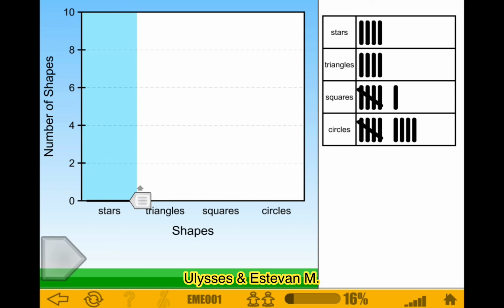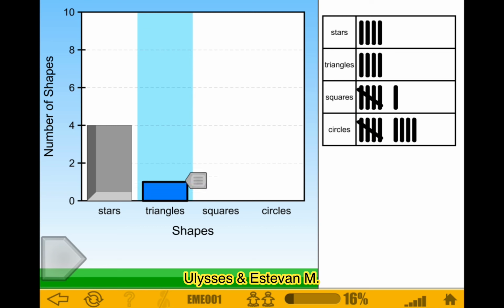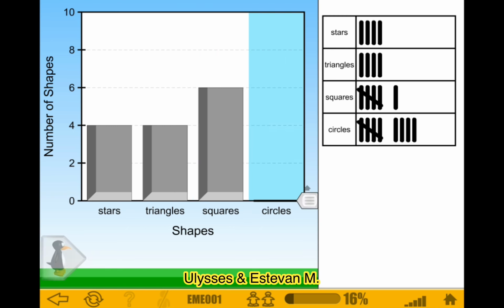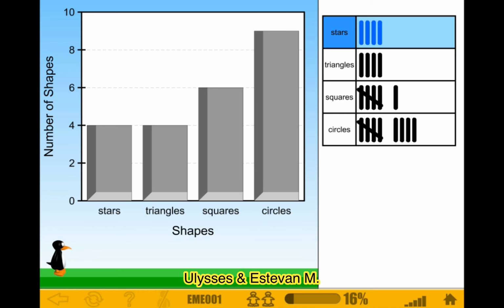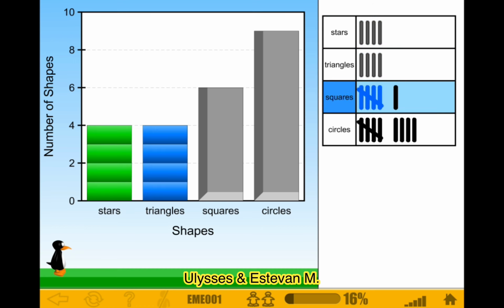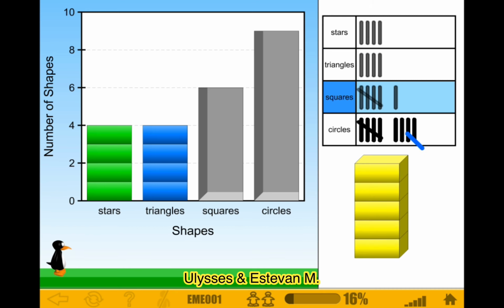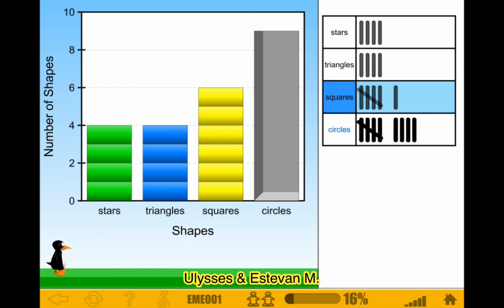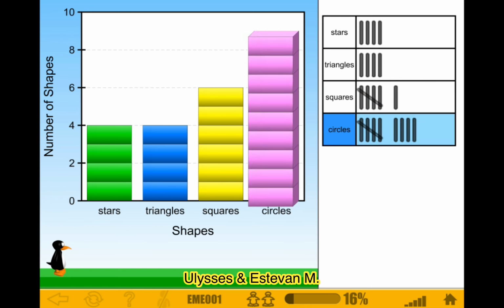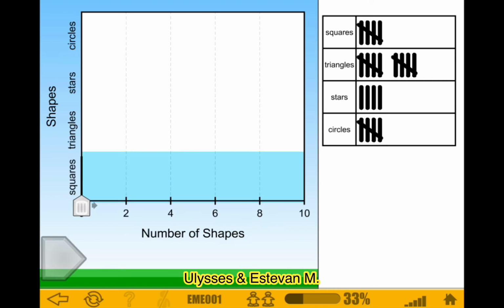I know that. Okay. Stars, 4 tally marks. Triangles, 4 tally marks. Squares, 6 tally marks. And circles, 9 tally marks. So close. Oh no, I don't think that's 9. That kind of looks like 8. Oh no, I think I got it wrong. Oh wait, never mind. I'm just kidding. I did get it correct. Okay, never mind. I was a little confused for a minute.